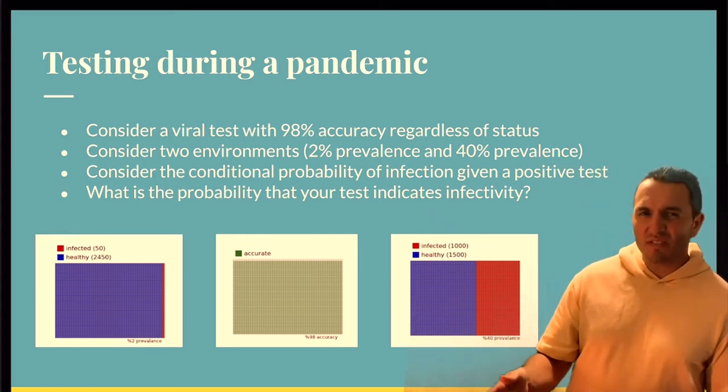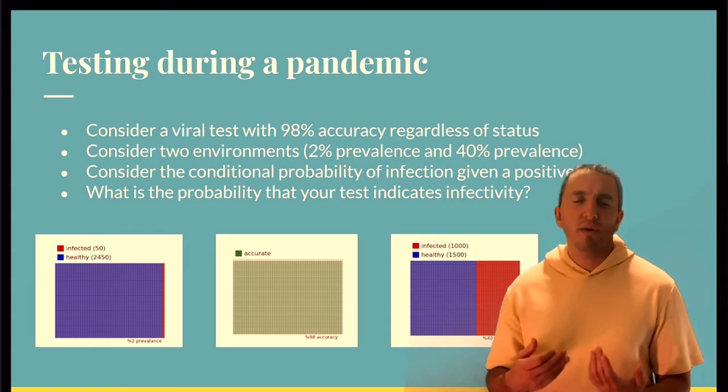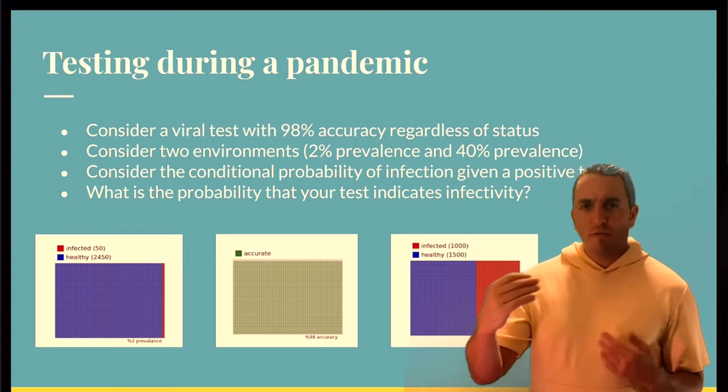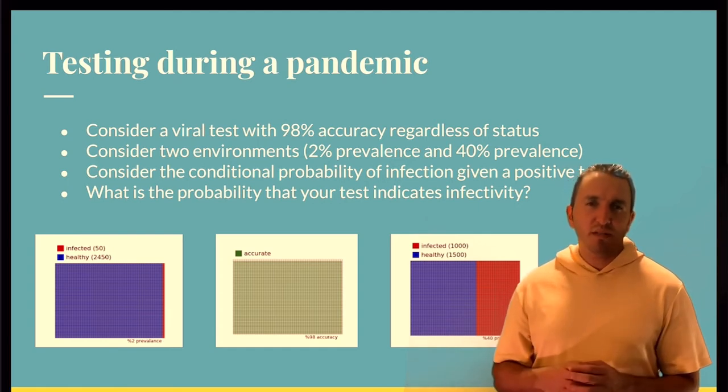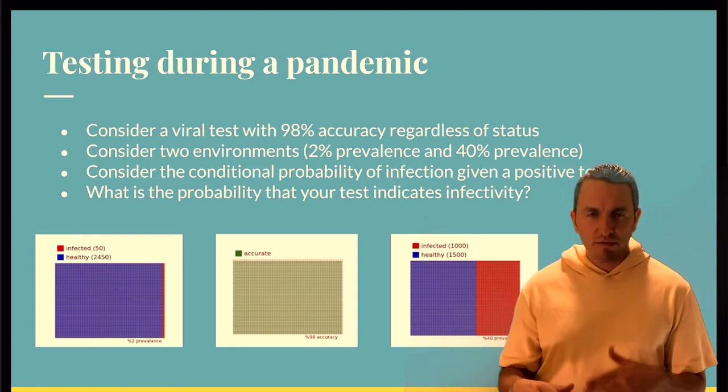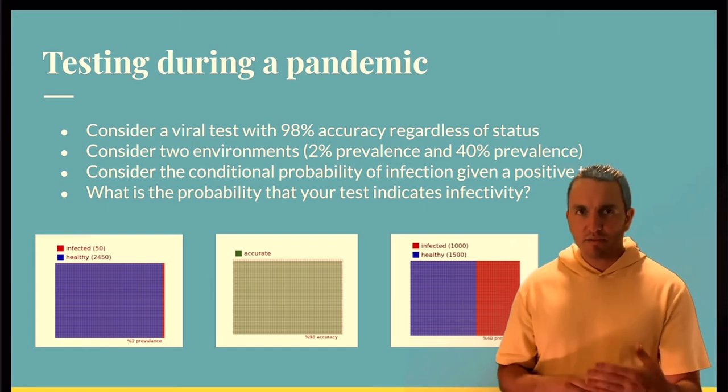So it's regardless of status, right? You could have a more complex example where the test makes more false positives than false negatives. In this example, we're going to make it simple, right? We're just going to say it's 98% right, no matter if you're sick or healthy. It gives you the right answer 98% of the time, right?